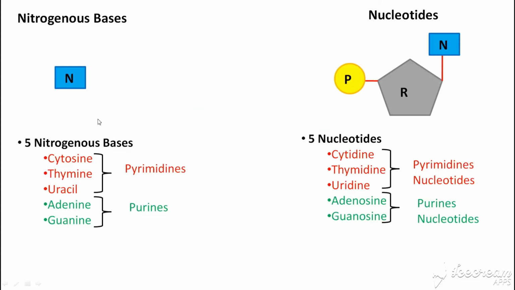The different nitrogenous bases: we have 5 nitrogenous bases that are used in DNA and RNA. They are cytosine, thymine, and uracil, and these are called pyrimidines. And then we have adenine and guanine, and these are called purines. Now, when these nitrogenous bases are added to a ribose and a phosphate, we have something called a nucleotide. And we have 5 nucleotides that are used in DNA and RNA synthesis. They are cytidine, thymidine, and uridine, which are called the pyrimidine nucleotides. And then we have adenosine and guanosine, which are called the purine nucleotides.